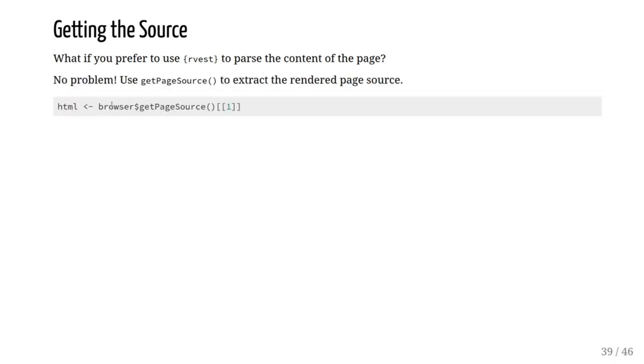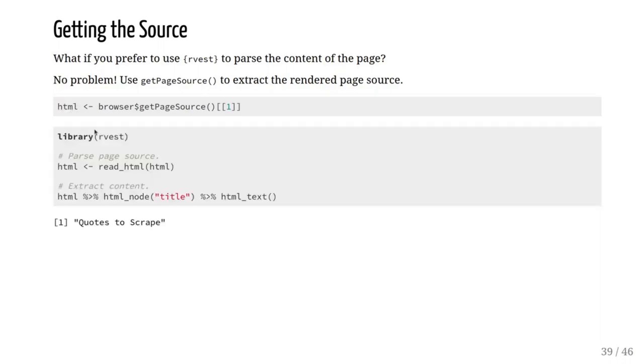Well, you're going to run the getPageSource method on your browser. Once your page is fully rendered, you run getPageSource, and what that does is dump the entire HTML content of that page, including all the stuff that's been rendered using JavaScript. In this case, I'm feeding it into this variable html, and this variable is analogous to what I would get back from read_html in my plain vanilla rvest. The only difference being that it now contains this dynamically rendered content as well.